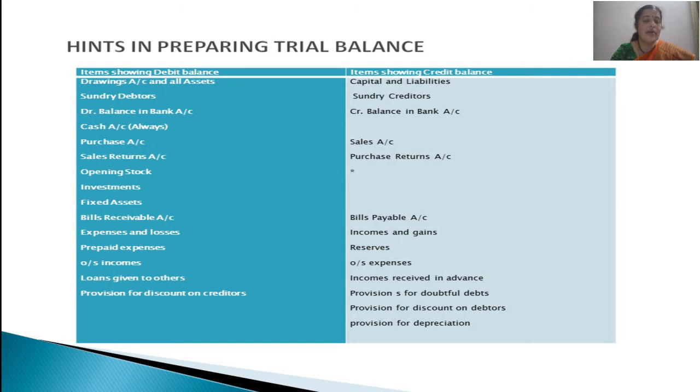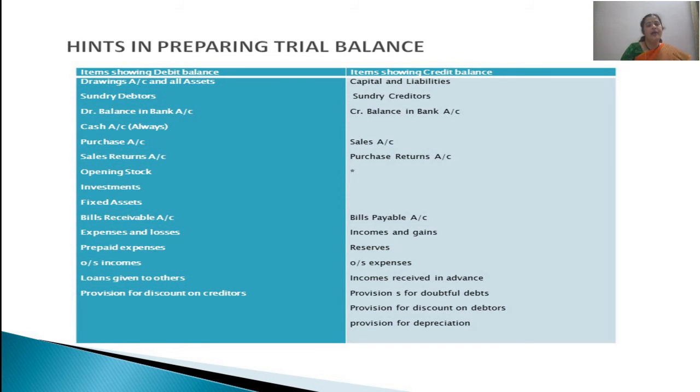And the drawings account I have written on the debit balance side. The reason being, it decreases our capital, and capital is an item showing credit balance, because it shows that we are liable to pay it back to our shareholders. Then debtors is an asset. Cash at bank or cash in hand are all our assets. Then purchases is an expense. Then sales returns means goods coming in, it is an asset. Opening stock is an asset, like that.